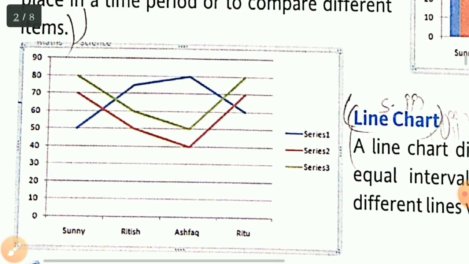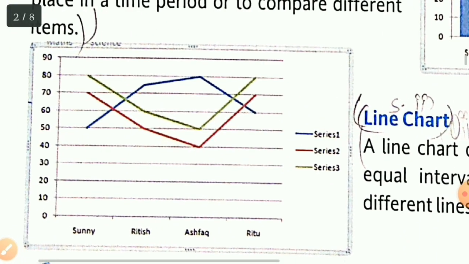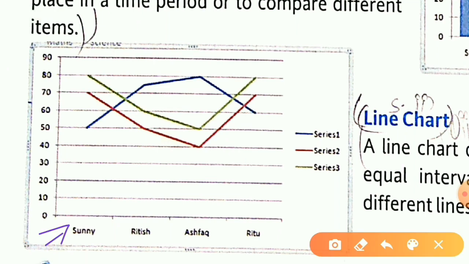Yes, it has scored 50 marks, so we are having the blue line at 50 over here. And the second person Ritesh got 75 marks, so we have made a dot over here. This third person Ashfaq got 80 marks, we have made a dot over here.